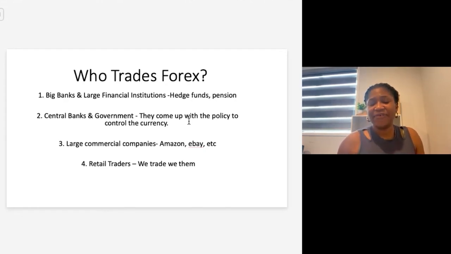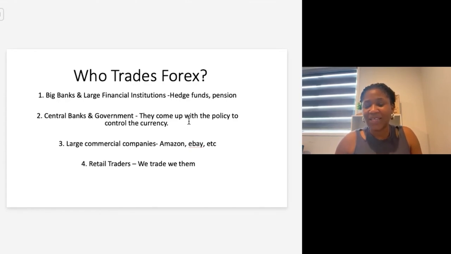Okay. So the fourth group that also trades Forex are the retail traders. Retail traders, they trade as well. People like me, people like other traders that you've been hearing about. We are the retail traders and we trade as well. But then we have little funds to trade with, and that's why we link up with prop firms and the rest. But we're going to get into it. I don't want to rush you.